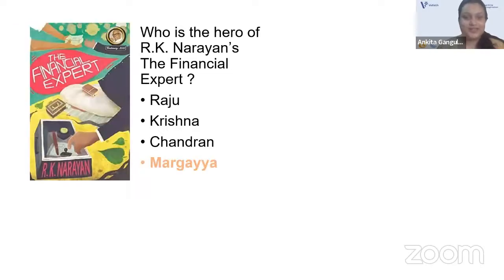Absolutely. Here, the protagonist is Margayya, and he sits under that banyan tree and gives advice to everyone regarding financial matters. He's a man of many aspirations, and this novel delves to some level into psychological analysis of this character. The Financial Expert tells the story of the rise and also the fall of Margayya, how he flourishes and also his downfall. Right. Wonderful. Thank you, Ankita.